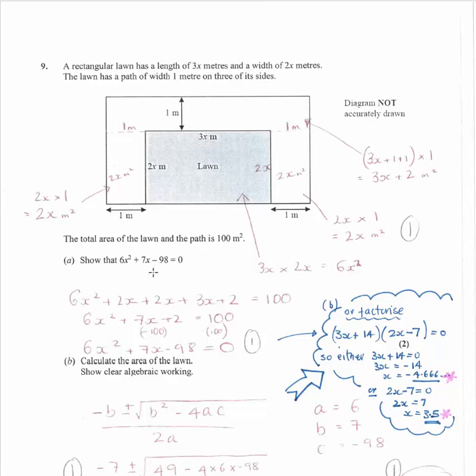It's going to get you some marks. So, how can we do that? Well, we know this bit in the middle is going to be 3x times 2x, and that's 6x squared.